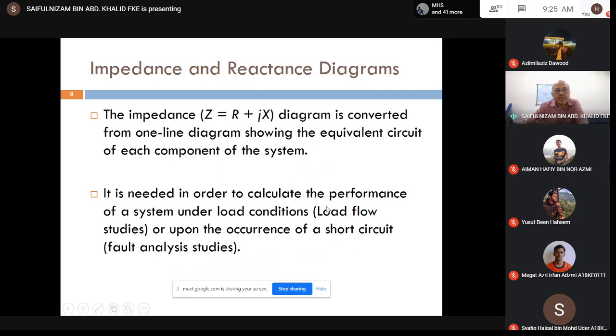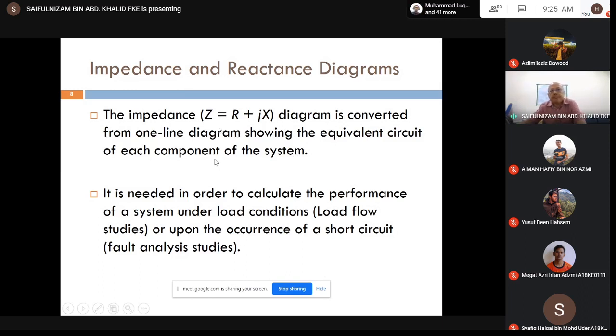Okay, we have discussed the single line diagram or one line diagram. Next, further simplification from the one line diagram, with the symbol for the various components. Now we can draw only the impedance. That's why it's called the impedance diagram.